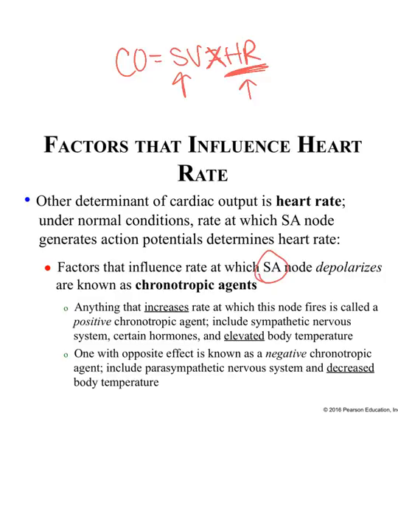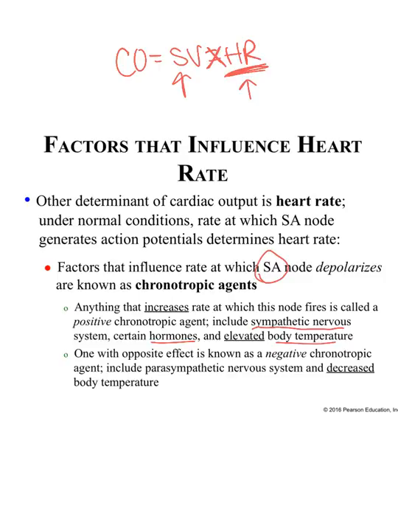So we have, again, sympathetic neurons. We're going to talk about specific hormones, and then, of course, anything at an elevated body temperature that allows enzymes to work faster, and it includes the electrical activity of the heart. So that's naturally going to be faster as well.